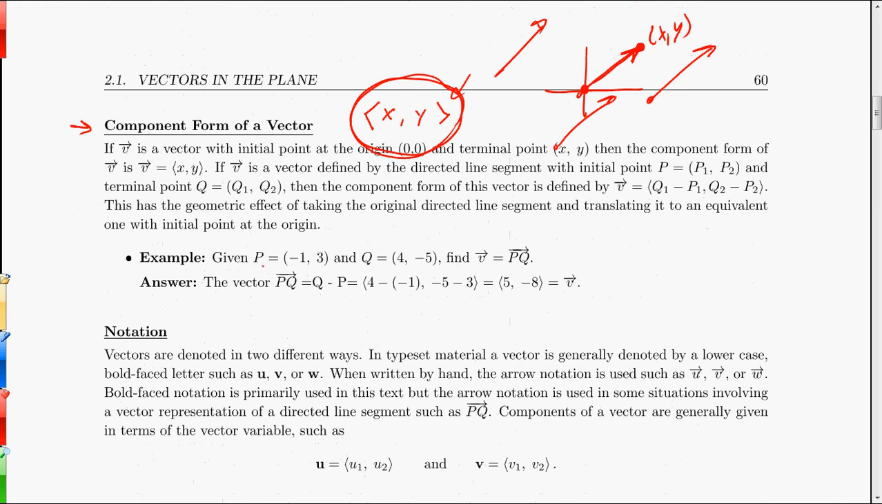So for example, if I have a point P, that's my initial point, and a point Q, that's my terminal point, find the vector v, which is PQ. The way you do this is it's defined right here. You take Q1 minus P1, comma, Q2 minus P2. In other words, that's going to be 4 minus negative 1, comma, negative 5 minus 3. So my vector v is just 5, negative 8.